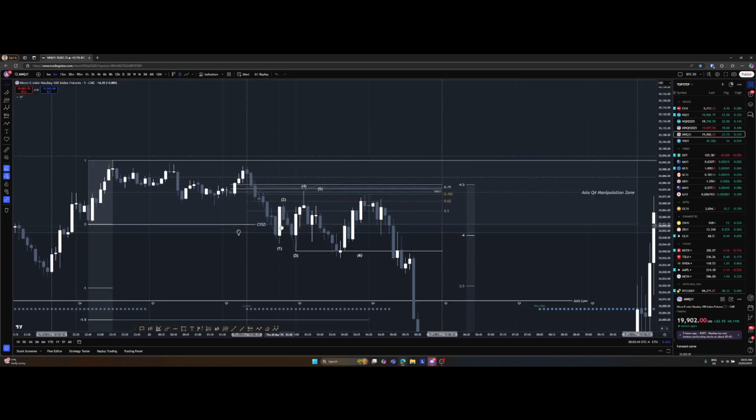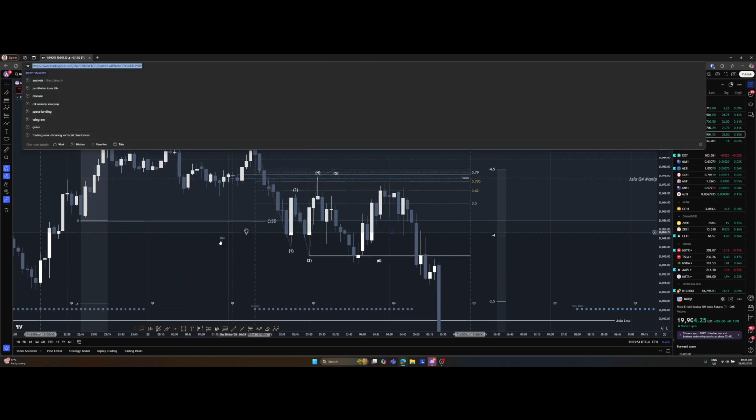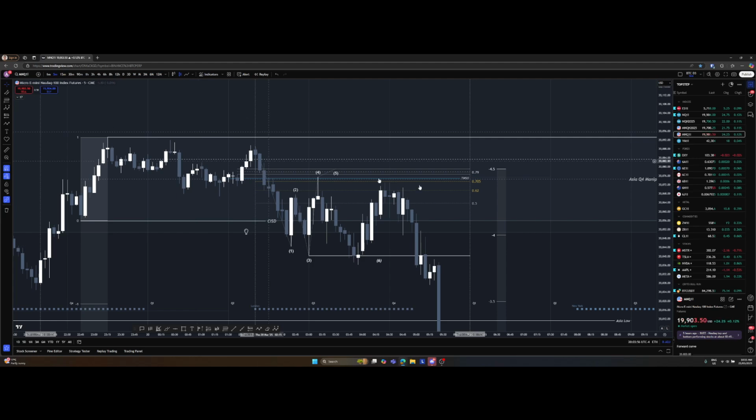We wait for our break here, change in state of delivery. We've got displacement, so displacement here, displacement in here, our SIBIs, our bearish FVGs. And then we do our OTE swing, so from this high here, and we come down to 3 here.